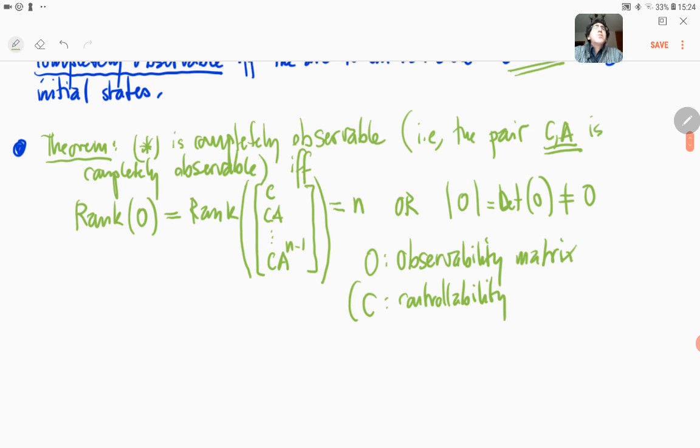What did we say for the controllability matrix? I'm not sure. Actually, this may not be C. I don't remember from our previous lecture. Let me check.